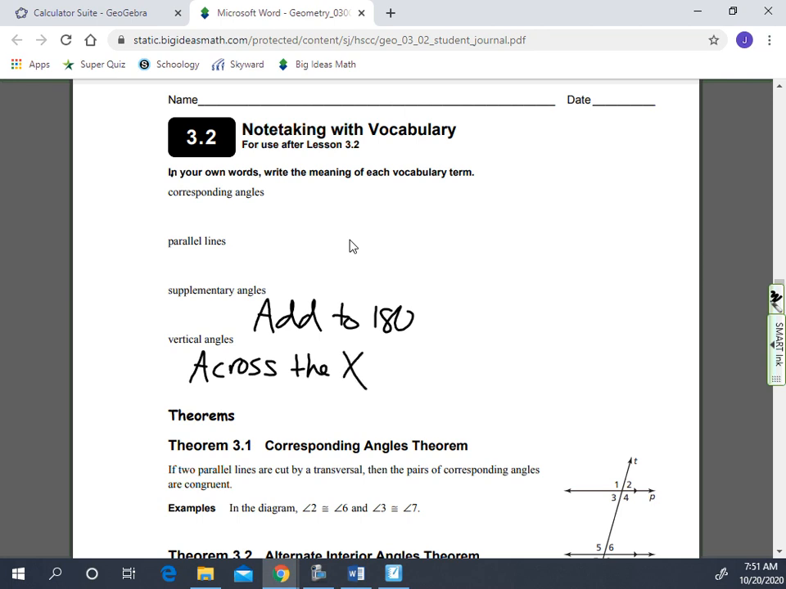And vertical angles are, I like to say, across the X. What I mean by that is if I have any 2 angles here that create an X, this angle is congruent to this angle because it's across that X, it's opposite of each other. This angle is congruent to this angle. Okay, those are vertical angles.